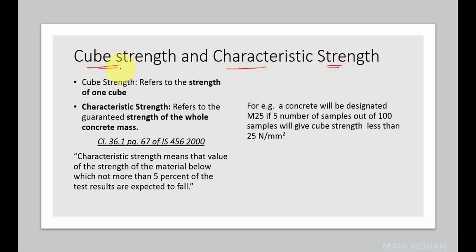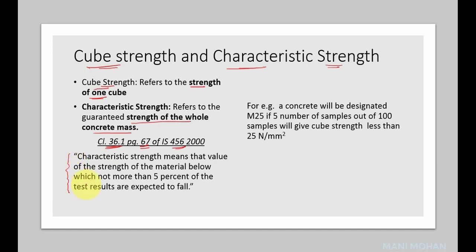The difference between cube strength and characteristic strength of concrete should be clearly understood. Cube strength refers to the strength of one cube, whereas characteristic strength refers to the guaranteed strength of the whole concrete mass. Now, you go to page number 67 of IS 456:2000 and look into clause number 36.1. You are going to find the definition of characteristic strength. Let me read the definition.